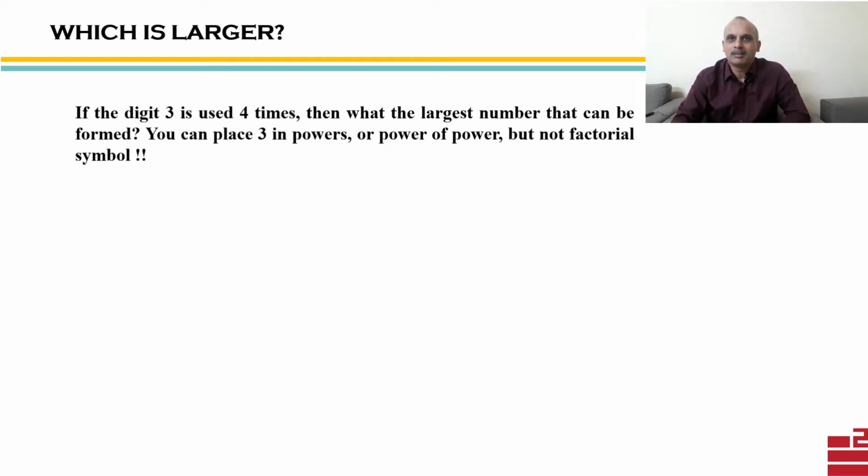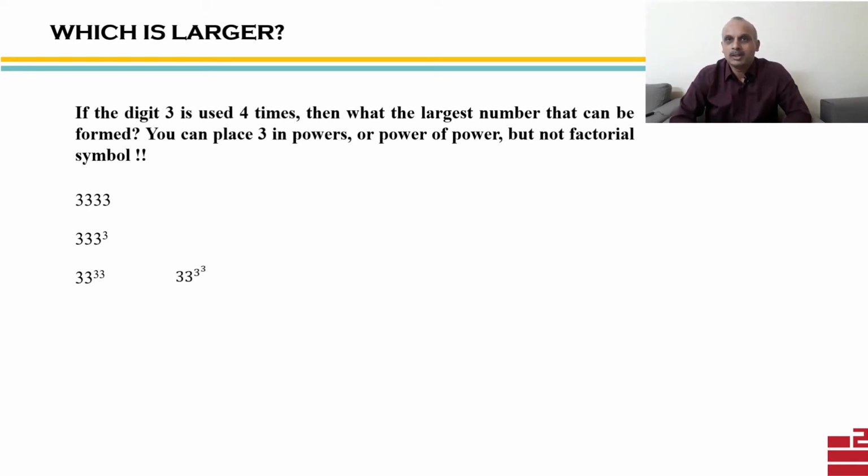The simplest number is 3333, 4 times 3. Then we have 333 to the power 3. So in this, the base has 3 times 3. Now it could also be that the base has only 2 times 3. So we have 33 to the power 33, but also we can have a number like 33 to the power 3 to the power 3.